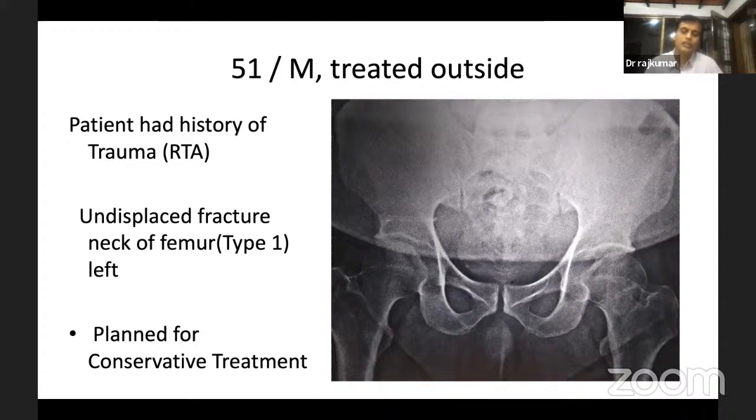Go ahead and see whether the fracture is very stable. And then if it is stable and valgus impacted, just do a cancellous screw fixation. Let it unite, or even if it doesn't unite, let it develop an AVN maybe 2 years, 3 years down the lane. And then you can do a THR.